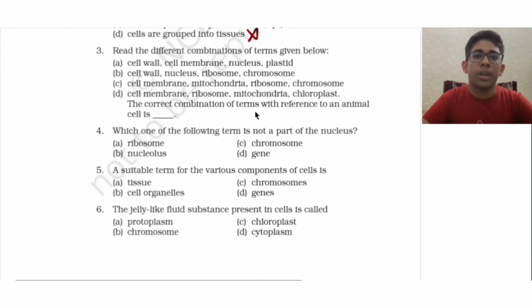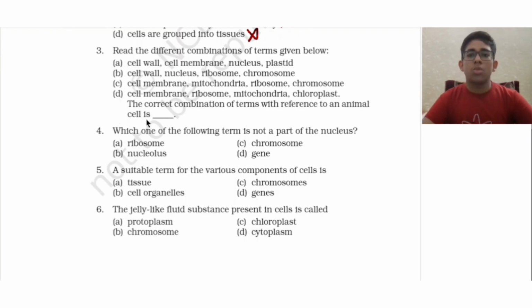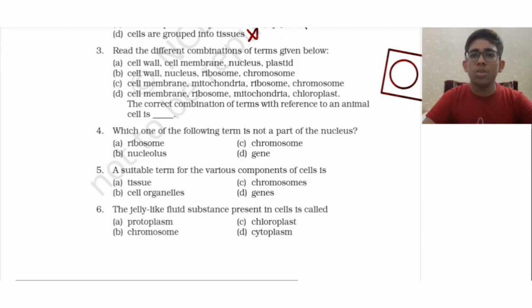Third question, read the different combinations of terms given below. The correct combination of terms with reference to an animal cell is. So in this question, we have to tell which of the following properties are within an animal cell. So let's read the options and answer the question. First, cell wall, cell membrane, nucleus, and plastid. By looking at the first term, that is cell wall, we can differentiate that the cell wall is not present in the animal cell because the only boundary present in the animal cell is the cell membrane. So this option is incorrect.